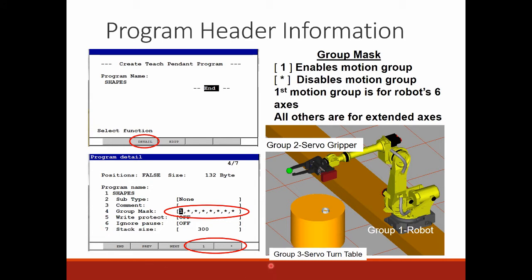All right, the remaining items on our detail screen, I'm not going to talk about. I think the book gives a pretty good description of what those items are: the write protect, ignore pause, and stack size. I'll leave that up to you to review.